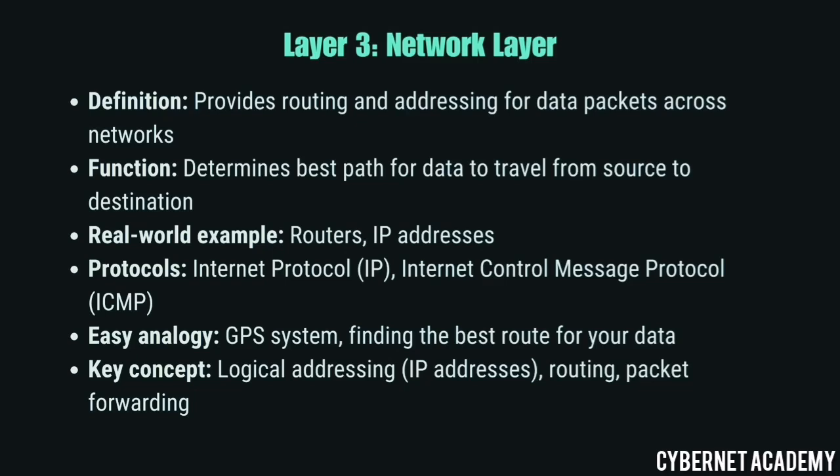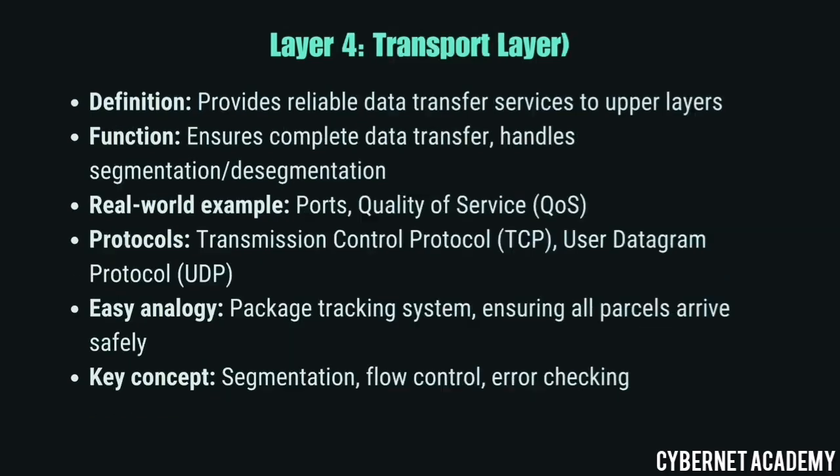The transport layer acts as our network's delivery service. It ensures complete data transfer and handles the nitty-gritty of breaking data into segments and putting it back together. This layer introduces the concept of ports, allowing multiple applications on a device to communicate simultaneously. The two main protocols here are TCP, Transmission Control Protocol, and UDP, User Datagram Protocol. TCP is like sending a package with a signature required. It's reliable but a bit slower. UDP is more like regular mail, faster, but with fewer guarantees. This layer also manages flow control and error checking.